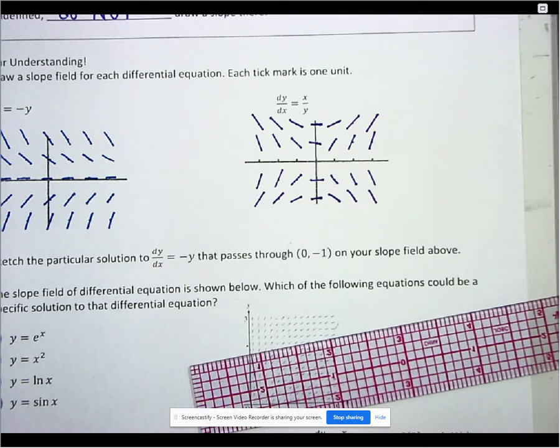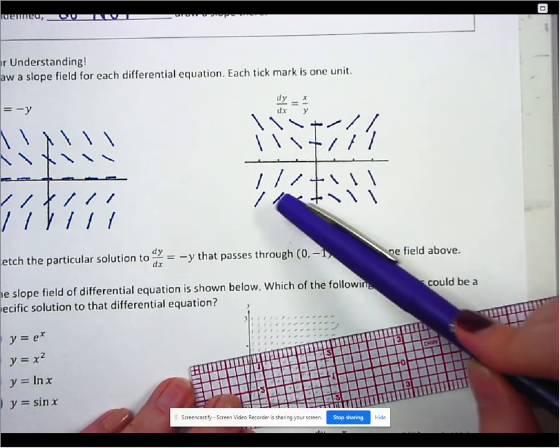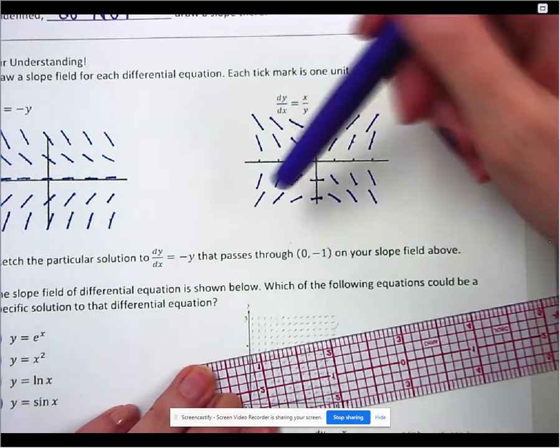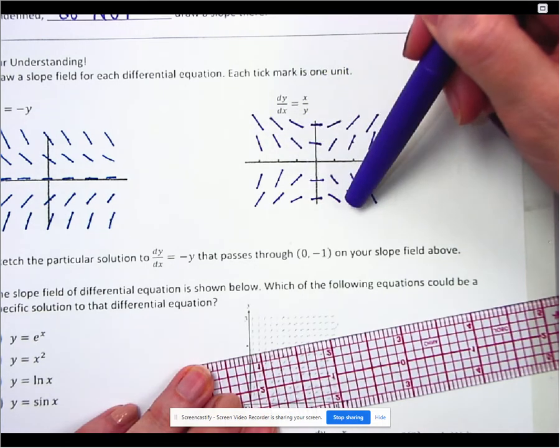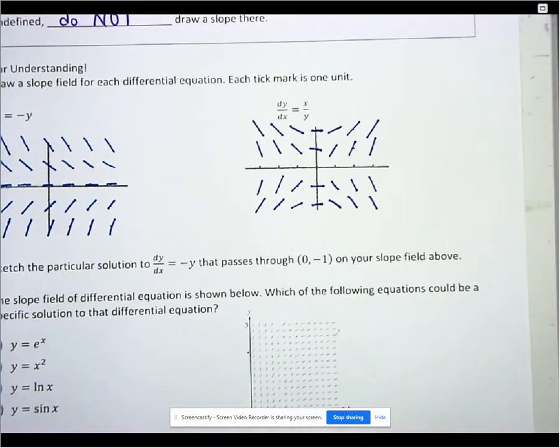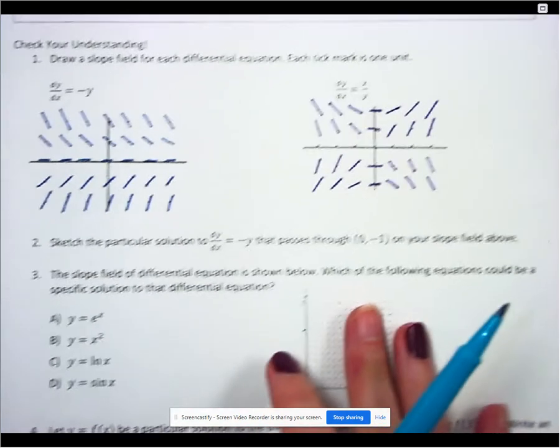All right, so we don't have equal slopes there. Sometimes on these with x's and y's, the diagonals are equal. So this diagonal should all be 1. This one should all be negative 1. So sometimes you do see that, but not always. All right, so that's doing slope fields.